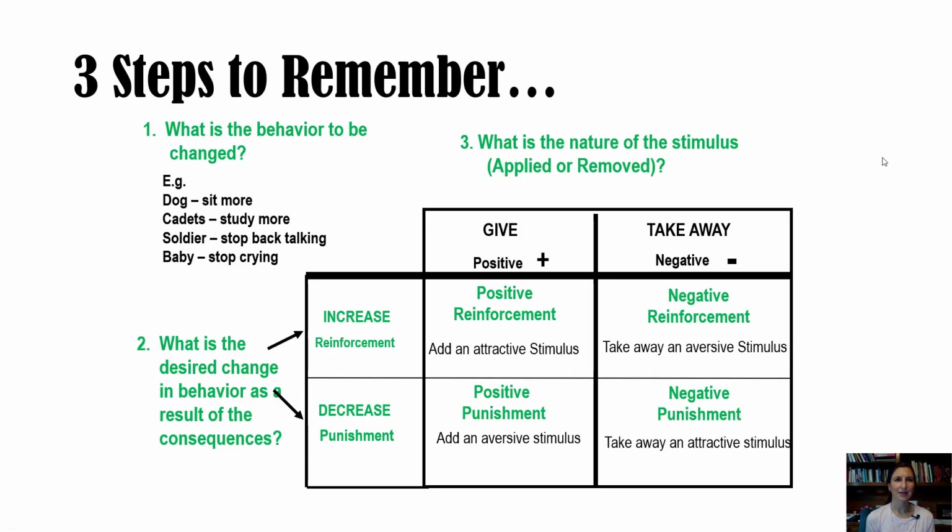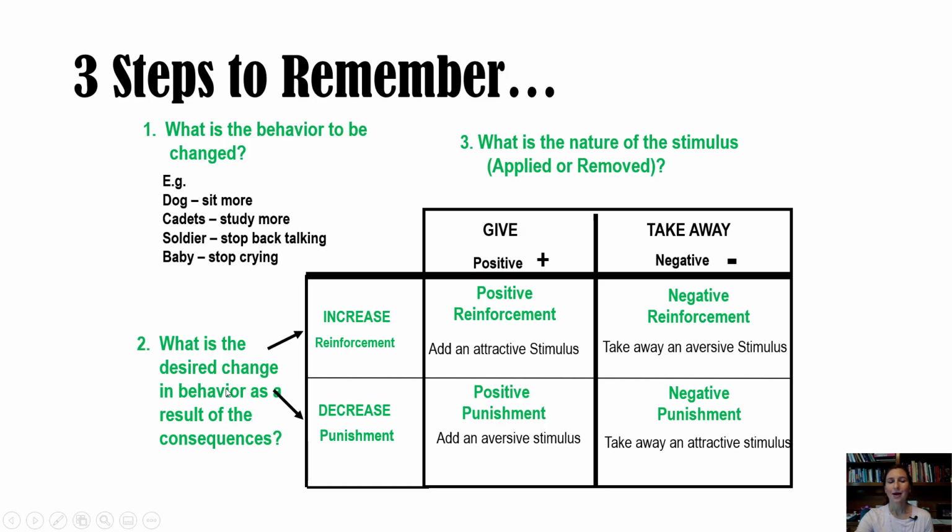Okay, in determining whether the behavior or the process is positive or negative reinforcement, there are 3 steps to remember. First of all, similar to our steps that we talked about last time, what's the behavior? So the first thing you want to do is identify the behavior. And then I look at the desired change of the behavior as a result of the consequence. So I look at, is the behavior increasing or decreasing? If it's increasing, it's going to be reinforcement. If it's decreasing, it's going to be punishment or something else.